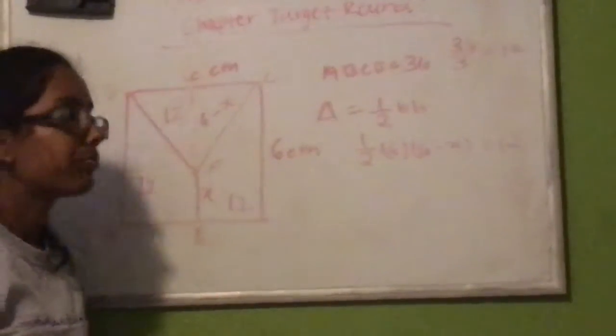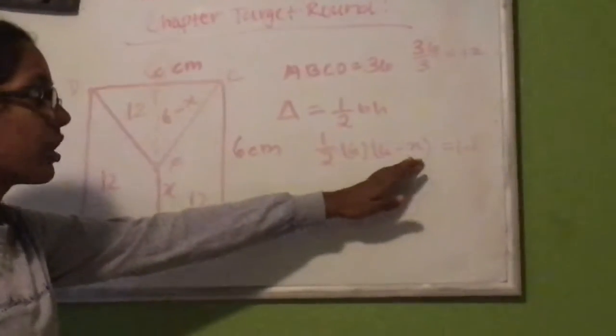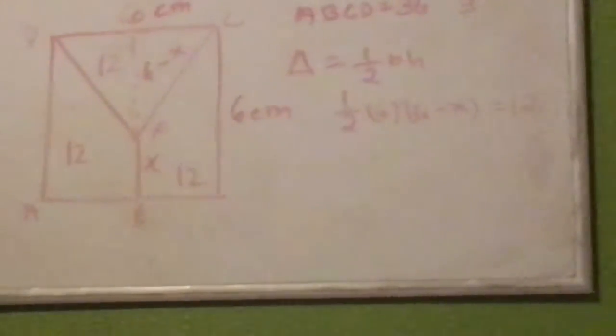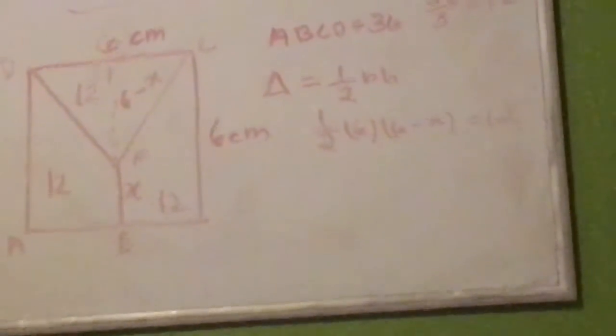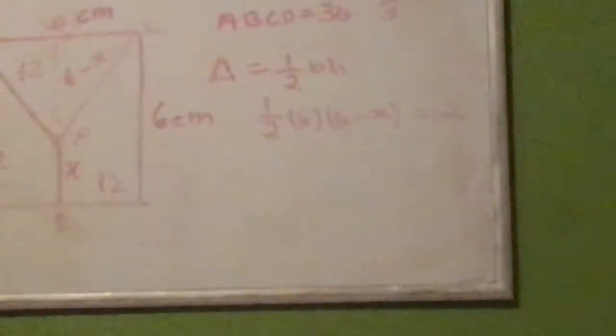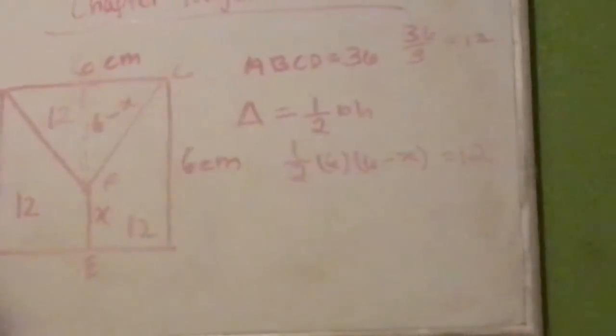So now we are going to solve for X. Keep in mind, X is EF, and that is what the problem is asking. So it is important to always keep in mind what the problem is asking when you're solving for variables.